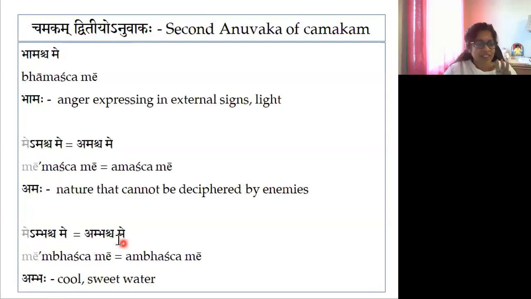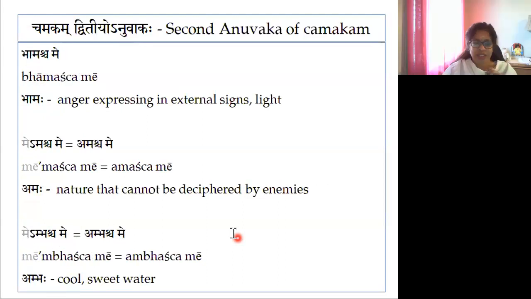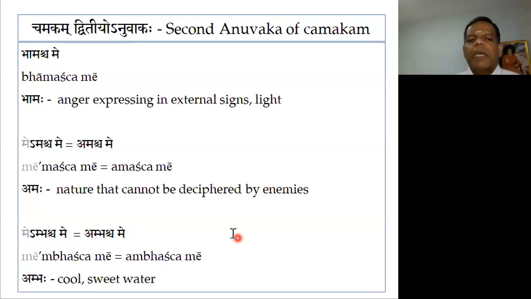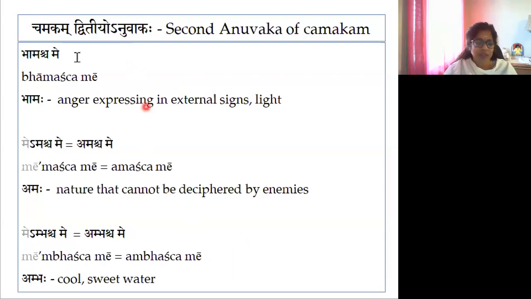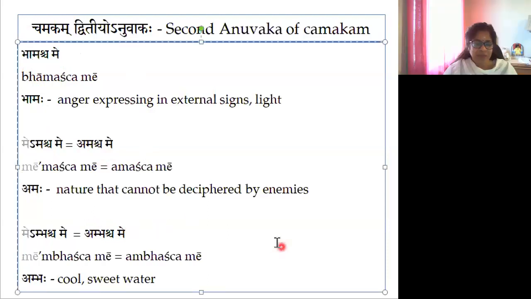The thing is, these three mantras, because of the avagraha, are pronounced as Bhamaschame. If you split it, it would be Bhamaschame, Amaschame, Ambaschame, but we don't say it that way. We say Bhamaschame, Maschame. What happens is, this me gets a little elongated, and that A includes the A also. So that's the way it is.